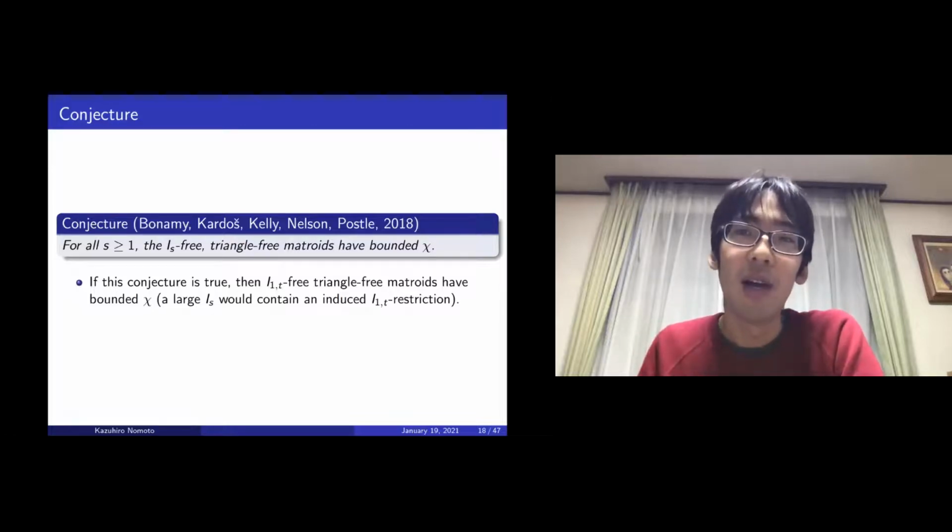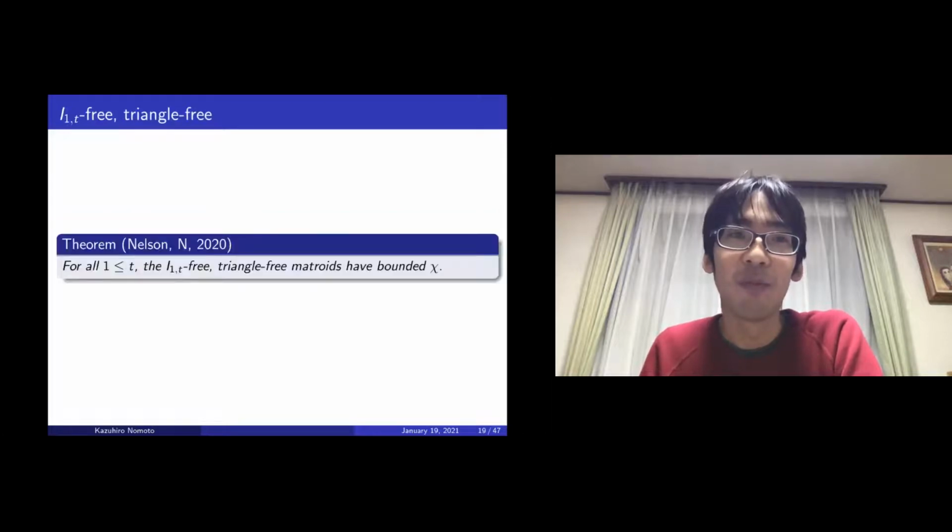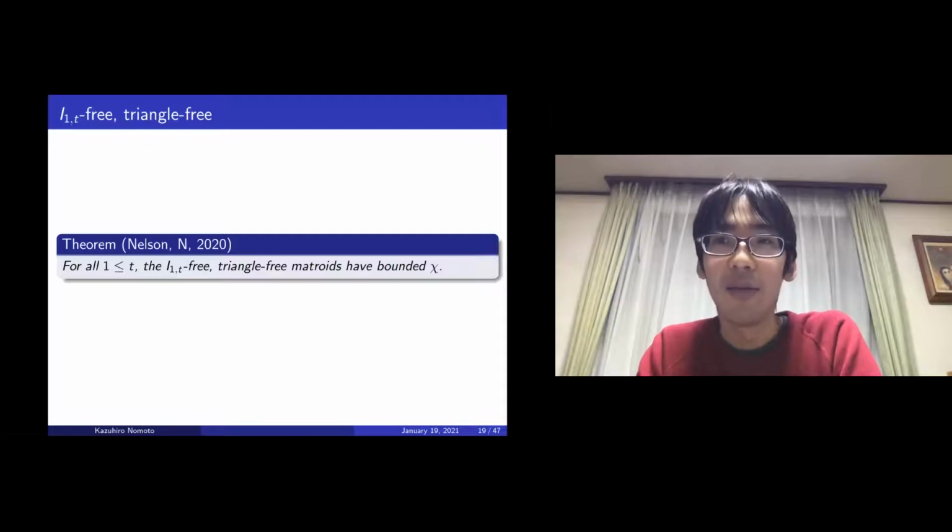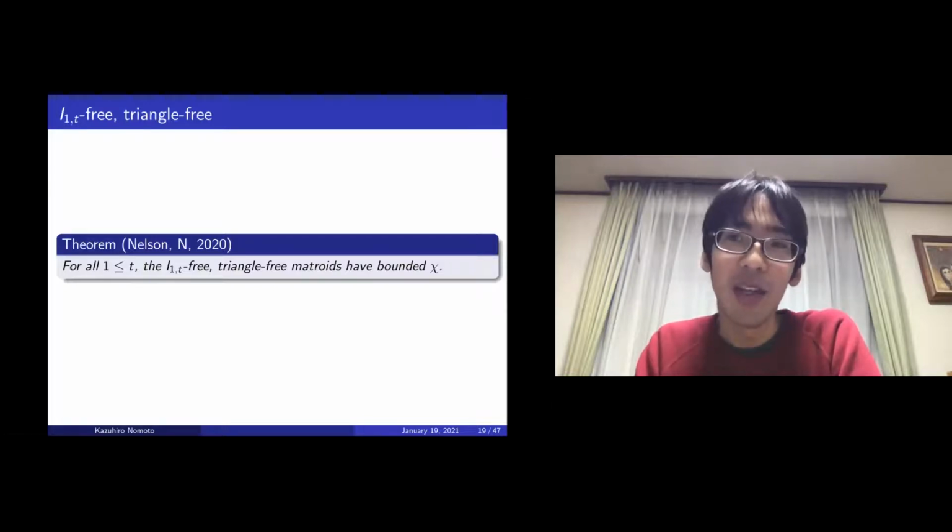We thought about it a little bit. Fortunately, it is true. We can show that if you give me any t, then the I1t triangle-free matroids do have bounded chi, which is good news because we want the conjecture to be true. You might be wondering why this is interesting at all. I gave you some motivation for why we considered it, but one of the reasons I like this is that the proof may be a little more interesting than the statement itself. So I do want to go through the proof, because maybe there's a chance that it extends to other cases.